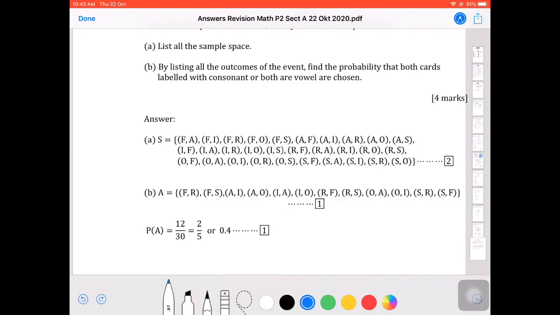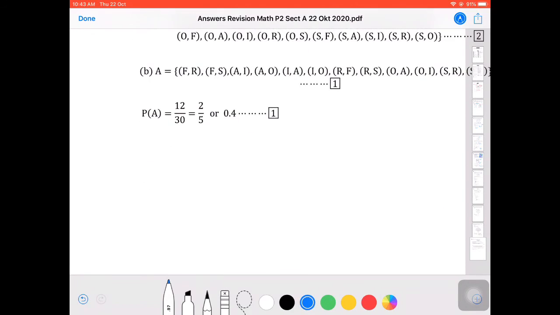Alright, to answer B, you have to list the possible outcomes first. Both cards consonant or both cards vowel. So it's FR, FS, AI, AO, IO, and so on. So the answer will be 0.4.